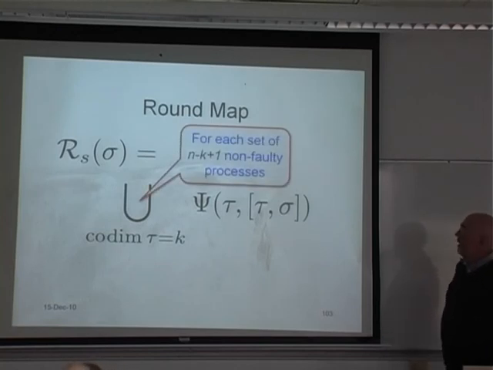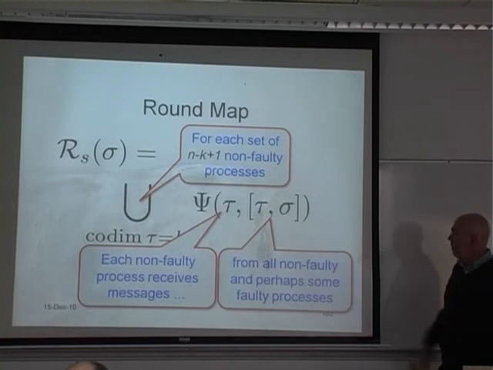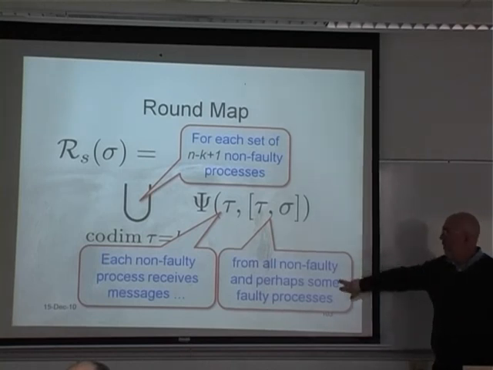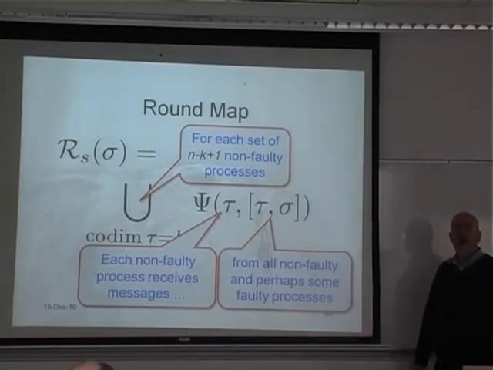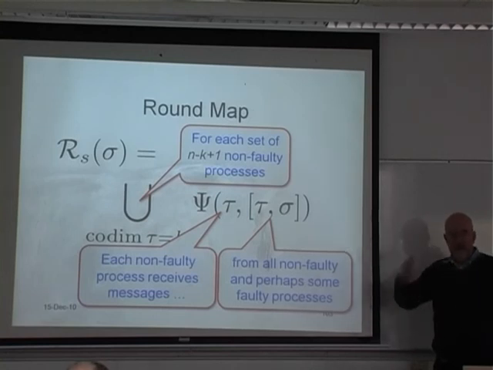Okay, so for each set of n minus k plus 1 non-faulty processes, each non-faulty process receives messages from all the non-faulty, that's tau, and some, perhaps, of the faulty processes. That's why we're in between. So that's what this expression means. So again, this is just writing down with Greek letters the operational model that I gave you about the adversary, failing these and not failing those.